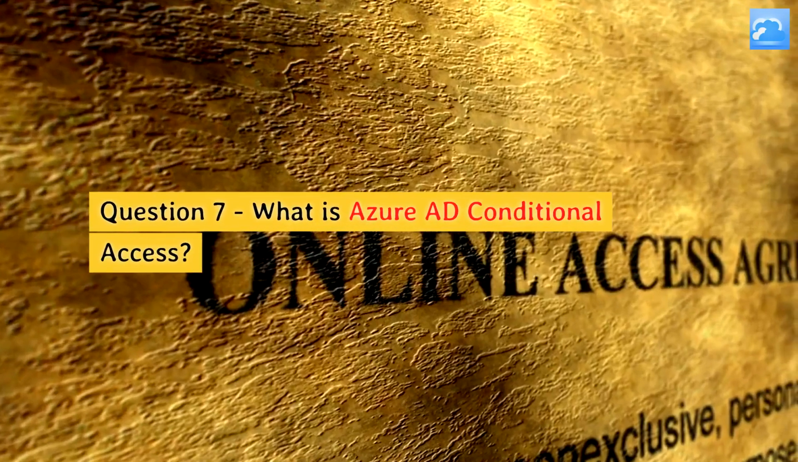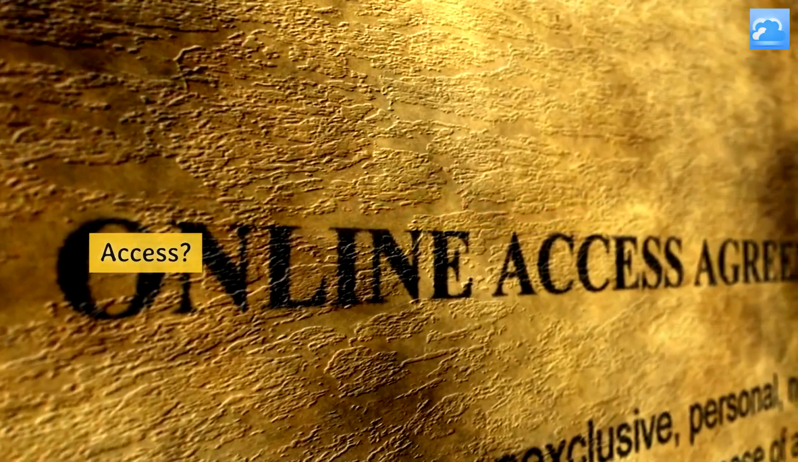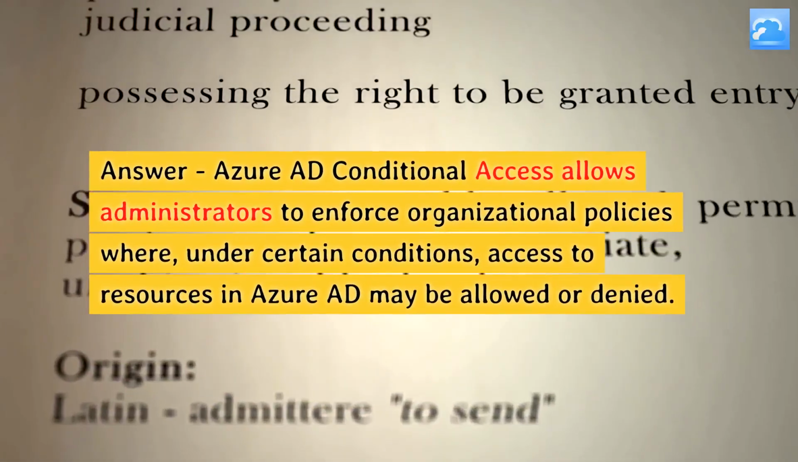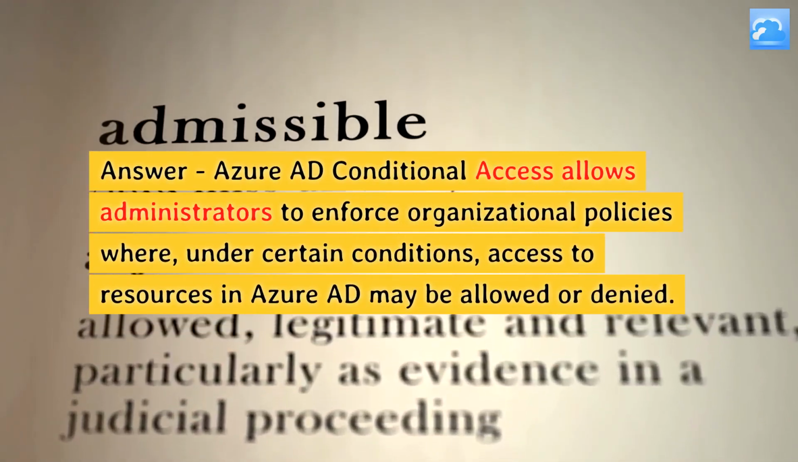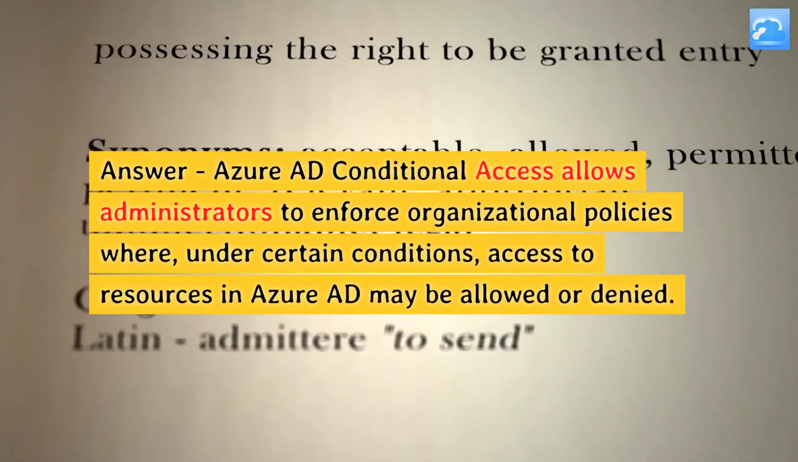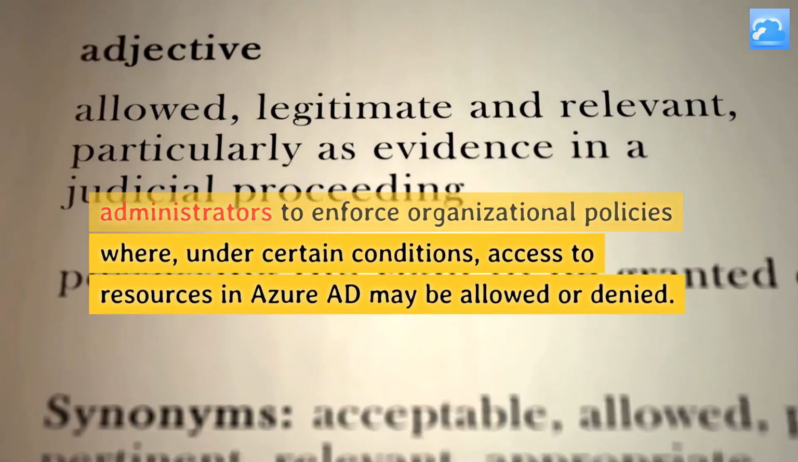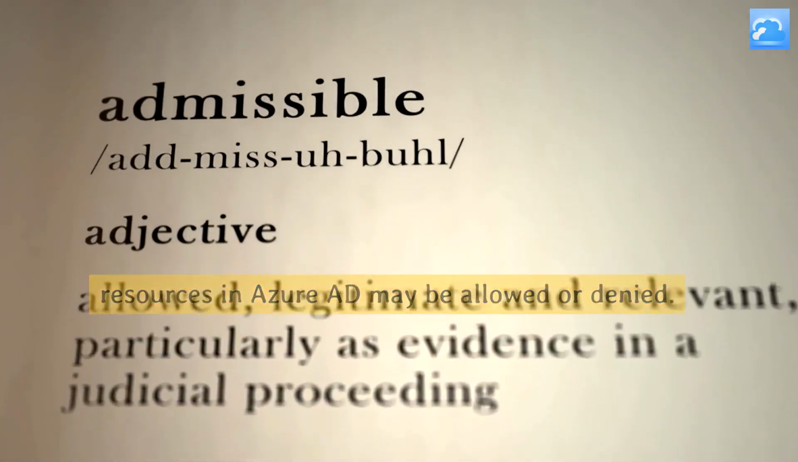Question 7. What is Azure AD Conditional Access? Answer. Azure AD Conditional Access allows administrators to enforce organizational policies where, under certain conditions, access to resources in Azure AD may be allowed or denied.